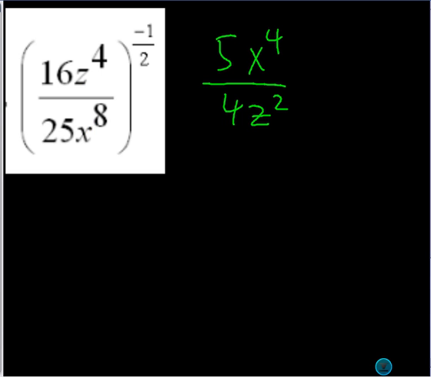So my next step is to evaluate the negative, right? That's the way I do it. You don't have to. You could do the square root and then do the reciprocal. Order doesn't matter in that aspect. So anyway, I'm going to rewrite it, getting rid of the negative exponent on the outside. So now the 16 x to the 8th is in the denominator, and sorry, that's z to the 4th.